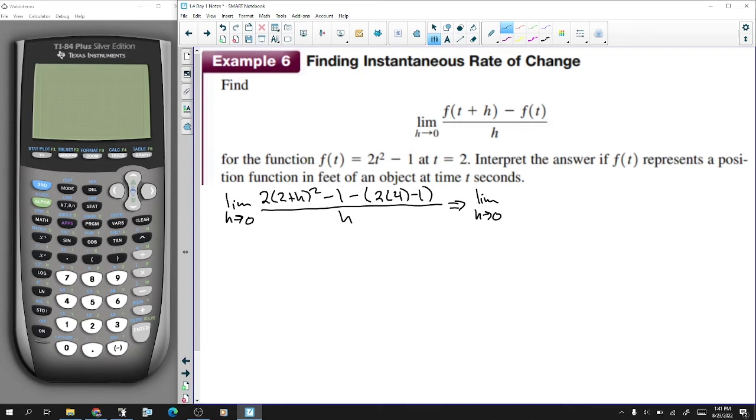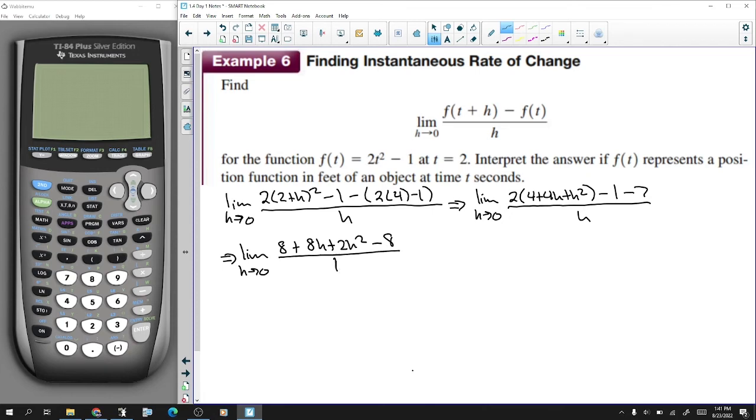Limit as h approaches 0 of 2 times (4 plus 4h plus h squared) minus 1 minus 7? Yeah, 7. All over h. Limit as h approaches 0 of 8 plus 8h plus 2h squared minus 8, all over h. And the 8s cancel.